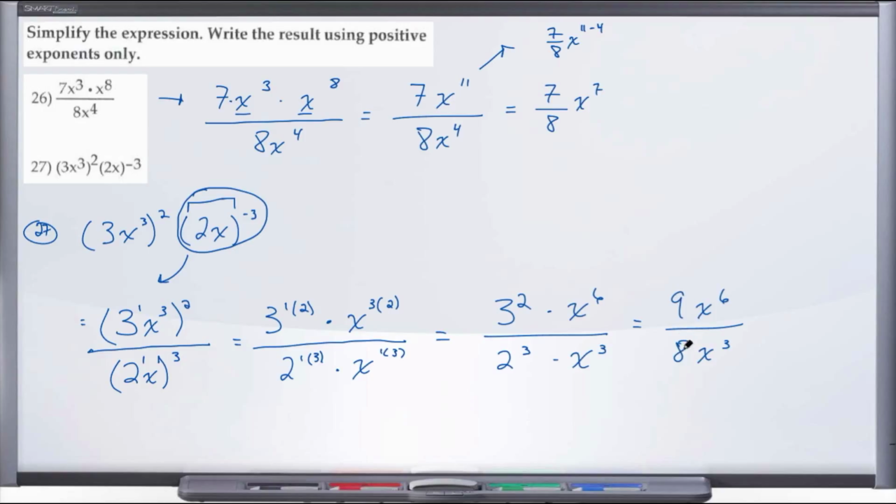Well, again, 9 over 8 can't be reduced. But looking at our x's, are we top-heavy or bottom-heavy? We're top-heavy by how many? 3. And so we have 9 over 8, x to the 3rd.